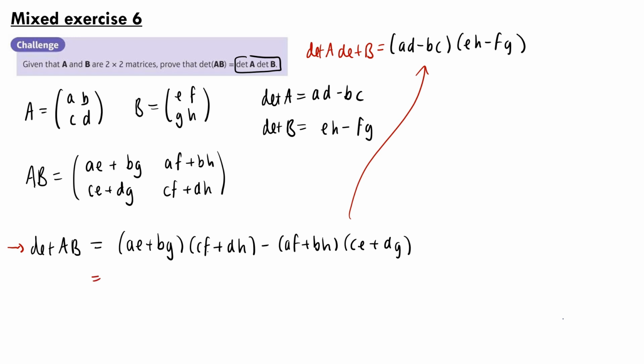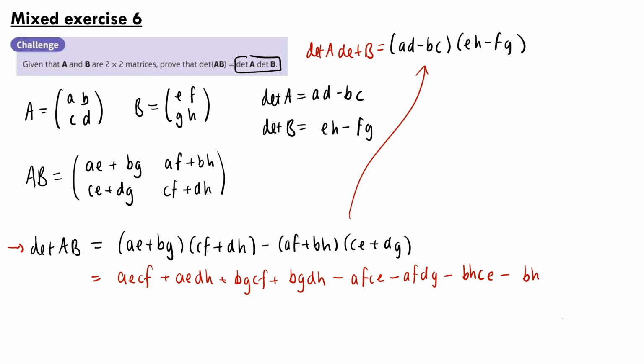So the only way we can really go from here is to expand the brackets. So first off, we have AECF plus AEDH plus BGCF plus BGDH. Then we're going to have minus AFCE minus AFDG minus BHCE minus BHDG.